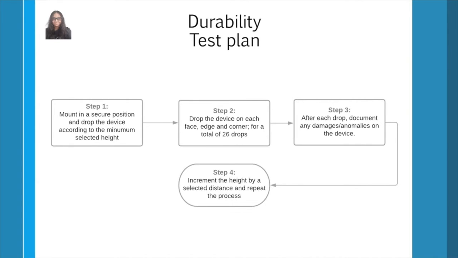Step 4. Increment the height by a selected distance and repeat the process. This drop test procedure outlined will be repeated until a drop test height of 1.58 meters is achieved to ensure the device remains fully operational and has no significant damage. This measure was selected based on average height statistics for adolescents in Canada.